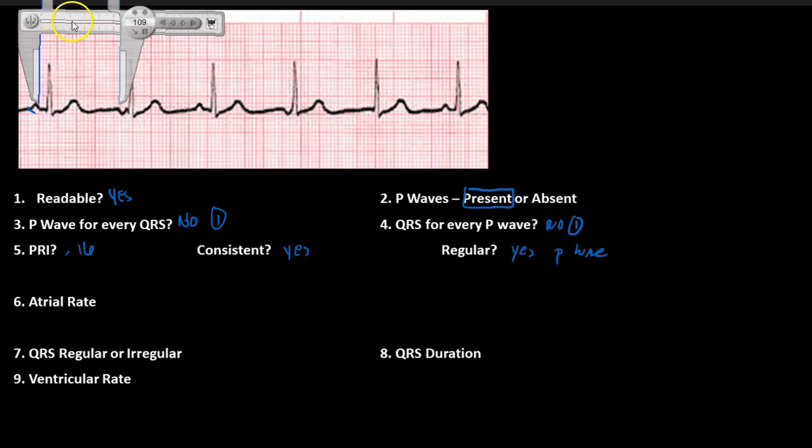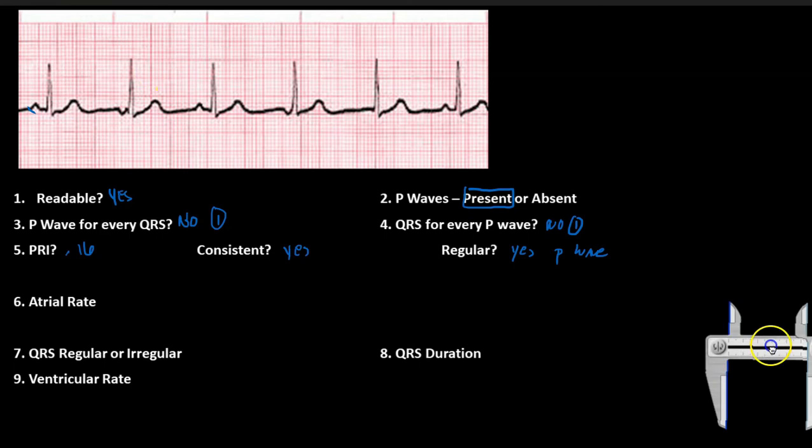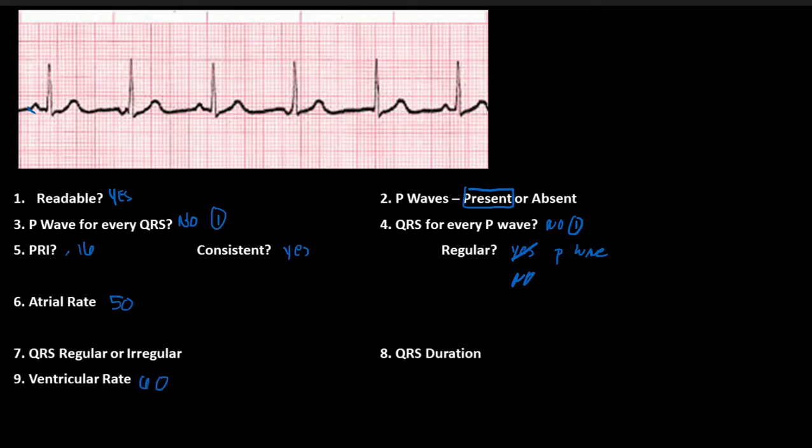So we take a look at something like this, because we're missing that, let me change that to no. So therefore, we're going to have to come in here and say that, well, you know what, 1, 2, 3, 4, 5. So it probably looks like an atrial rate of about 50, and a ventricular rate, 1, 2, 3, 4, 5, 6. Okay, ventricular rate of 60.